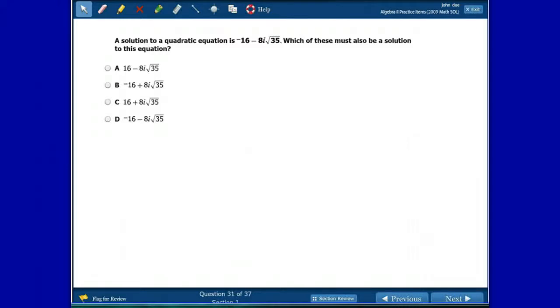Okay, we're on the final stretch, the last 7 of 37. I'm very excited because I'm getting really tired of doing Algebra 2. I don't mind telling you.